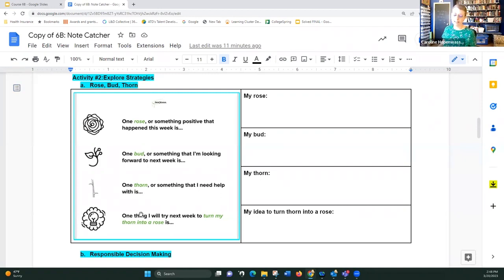So we're thinking about how can I take the thing that's the challenge and turn it into something positive that's happening. So I'm going to set a timer for 2 minutes, and I want you to think about this on your own, and you can fill it out in your note catcher. And then we're going to do some sharing.